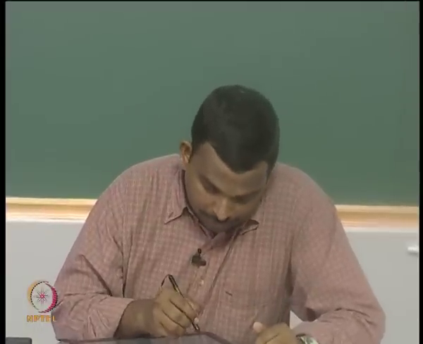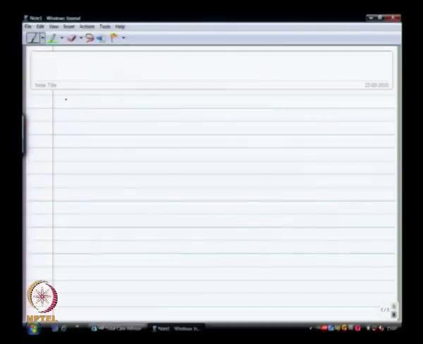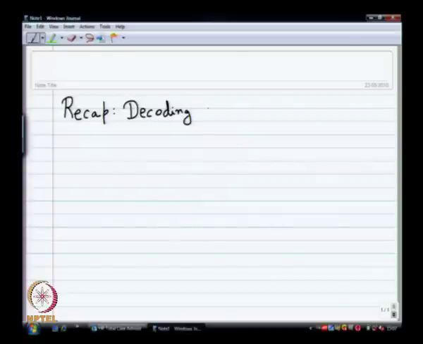Okay, so let us begin with, as usual, a recap. The last thing we were doing, we were talking about decoding Reed-Solomon codes. Let me quickly remind you what the entire idea was. The first thing is we are going to view everything as polynomials, if you remember correctly from last time.